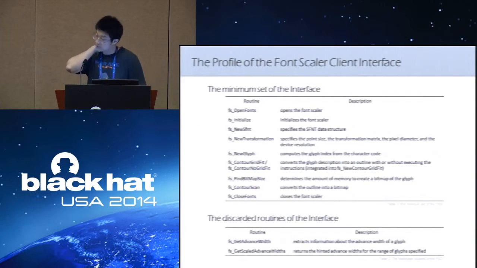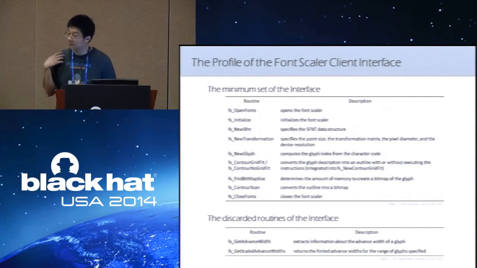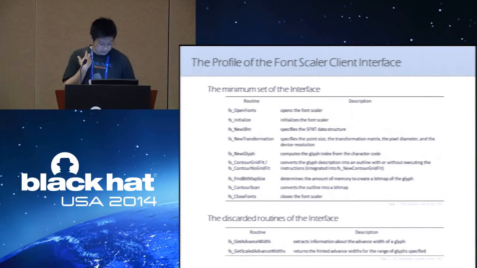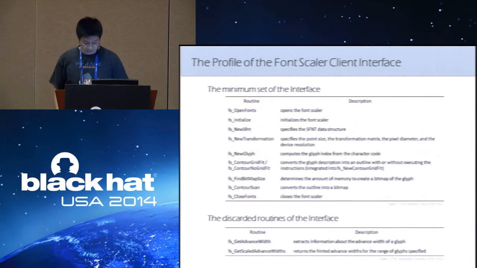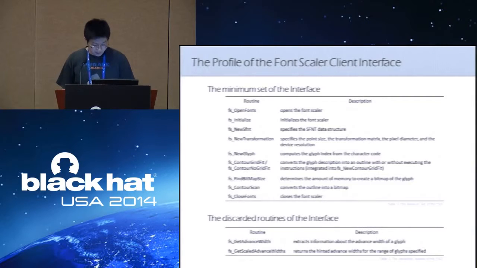In reversing Win32k.sys, we found many functions with a name prefixed with fs_, which is the exported interface for the font engine. I extracted the minimum function set which makes the font engine work normally. There are 9 such functions, ranging from fs_OpenFonts to fs_CloseFonts. We could also see many function names prefixed with fs_. Many of them are just not used, abandoned by the developers.